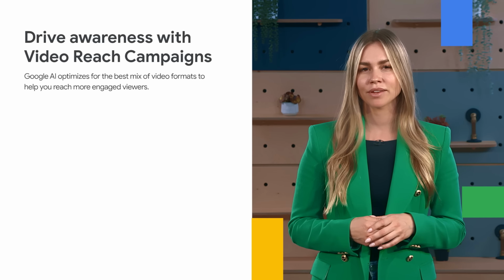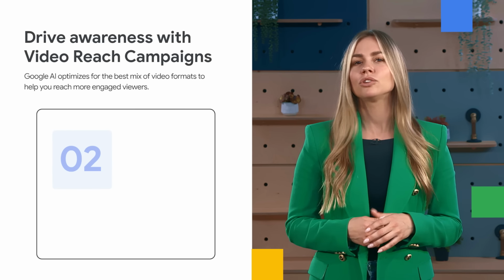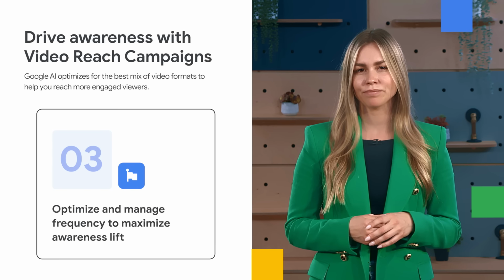With video reach campaigns, Google AI optimizes for the best mix of video formats to help you achieve your desired awareness goals. Video reach campaigns provide flexibility in how you can achieve your awareness goals and use AI to serve the right ad format to the right audience at the right time to maximize brand exposure across a broad audience. Video reach campaigns can maximize unique reach efficiently, drive non-skippable ad reach, and optimize toward a target frequency.